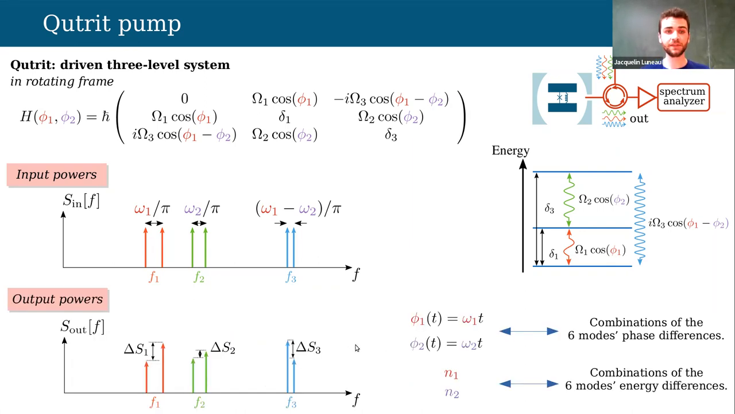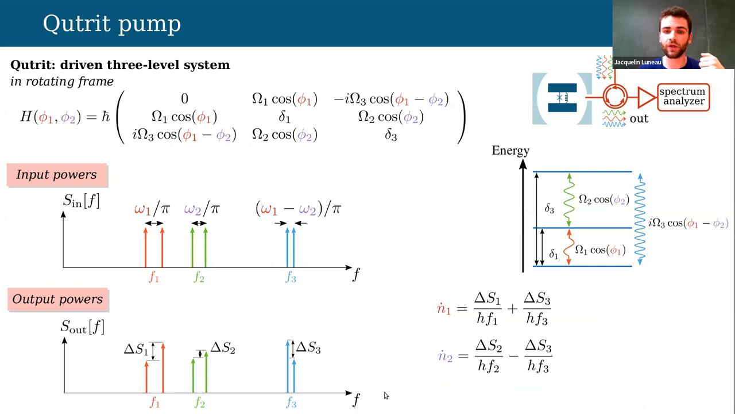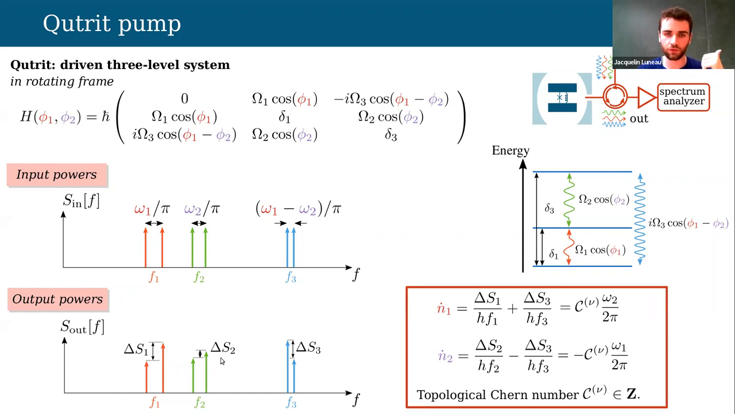So actually, these phases, phi 1 and phi 2, are related to phase differences between the different modes in a sideband. So when we do a canonical transformation, what we get is that the conjugated variables N1 and N2 will be related to energy differences. And we measure that dynamics by measuring power differences. So in the end, the variables N1 and N2, which we want to measure, the dynamics will correspond to these specific combinations of power.